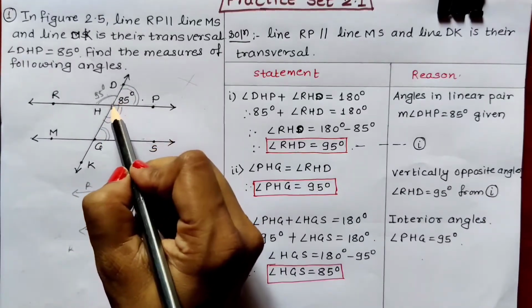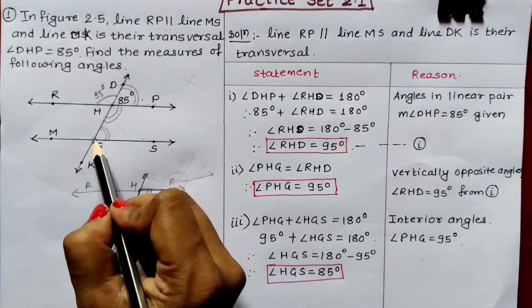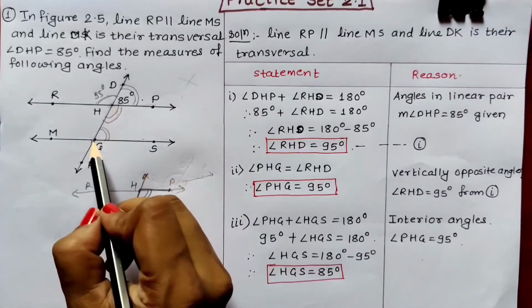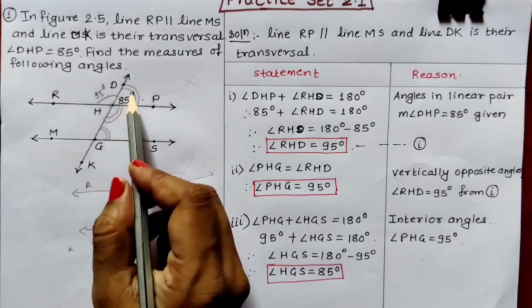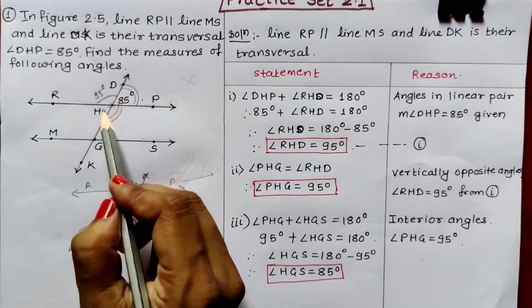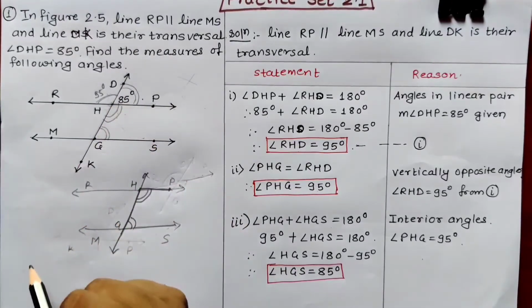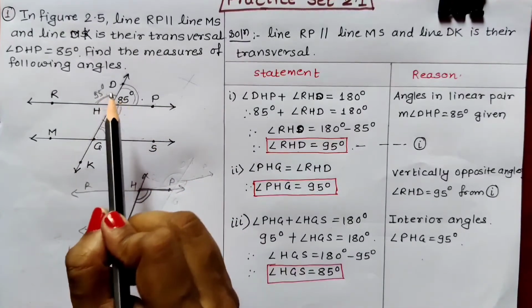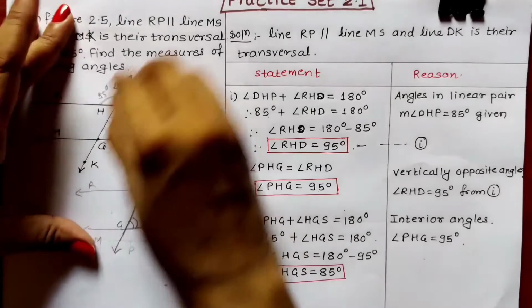DHP, the one arm is in the upward direction, other arm is on the right hand side. Similarly, HGS is also having one arm in the upward direction, other arm is on the right hand side. So these two angles are corresponding angles, and that's why they are congruent with each other, and therefore DHP is congruent with HGS. DHP is 85, so HGS is also 85. So we can apply the property of corresponding angles also, or we can apply the property of interior angles also.